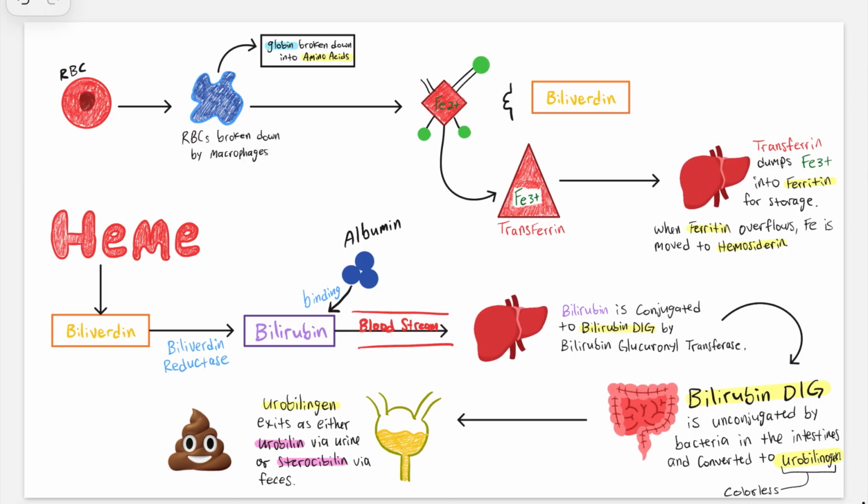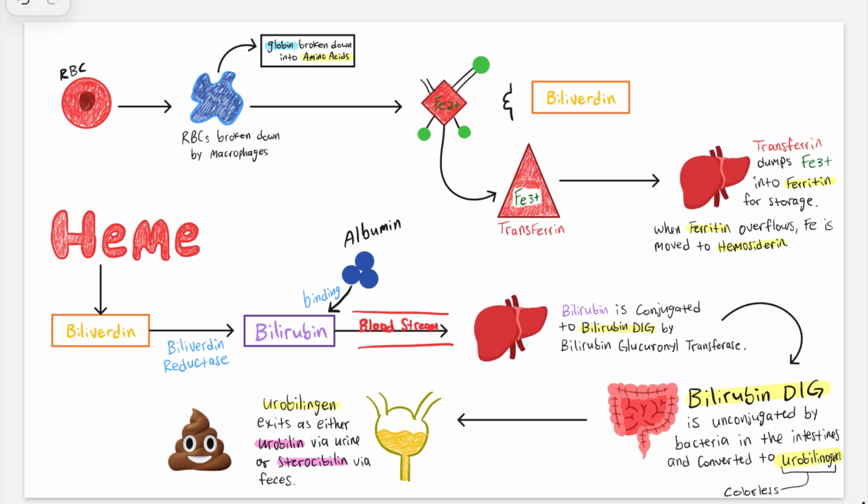There are really two separate pathways, at least that's how I like to think about it. I think it makes it easier to understand. The first starts with just a red blood cell and globin. If you remember from our previous anemia videos, we know that hemoglobin is made up of heme and globin, and then heme is further broken up into iron and protoporphyrin.